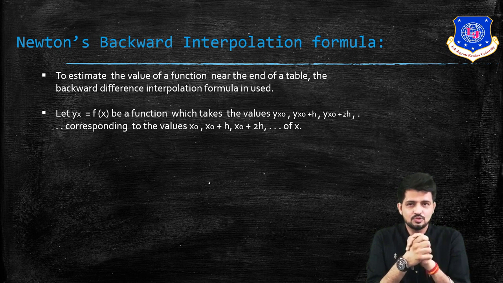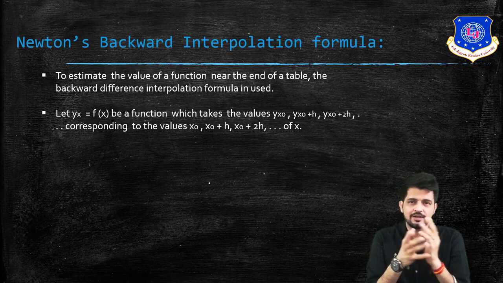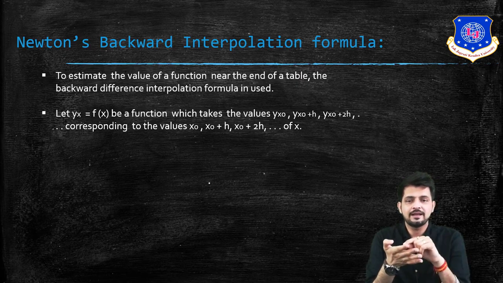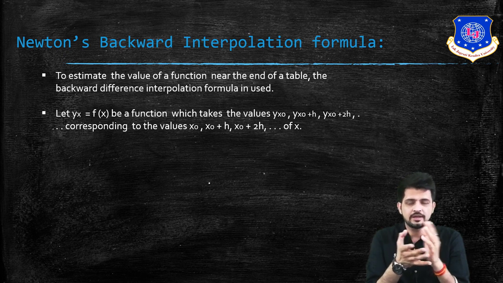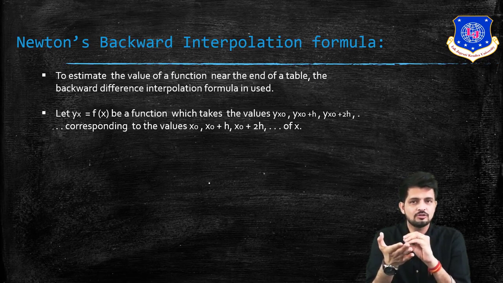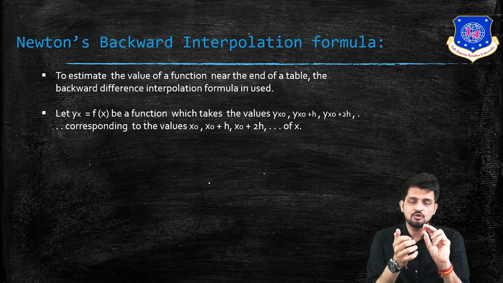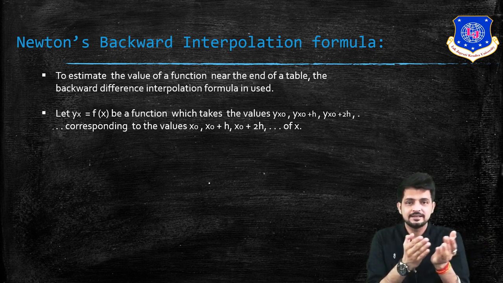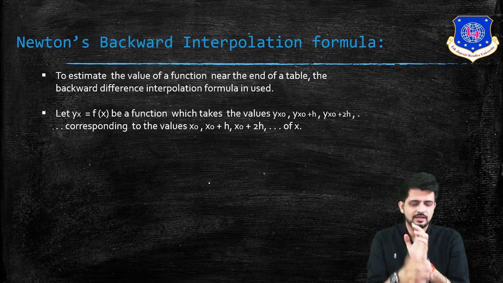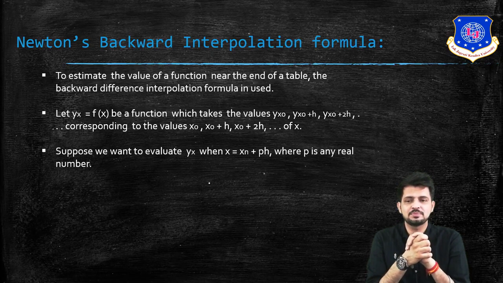In this also, a function y is equal to f of x will be given for different values of x. For example, we are starting the values of x from x0, x1, x2, x3, where x1 is equal to x0 plus h, then x2 is equal to x1 plus h, or we can also call it x0 plus 2h. For all these values, the values of y are also given: y0, y1, y2, y3 and so on. And if we want to find the value of y for any value of x near the end of the table, let us consider that value to be xn plus ph.